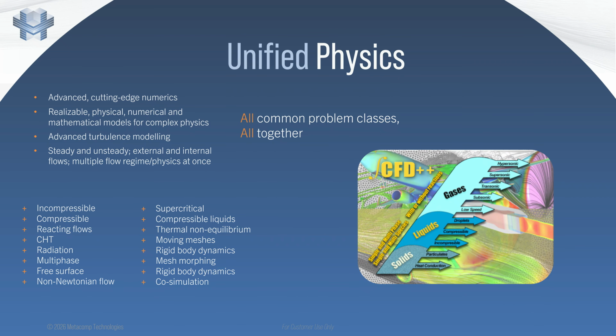A unified treatment of physics means the flexibility to solve many types of flows within the same solver. A single computational framework is used to solve incompressible flows all the way to hypersonic, with additional phenomena such as multiphase, conjugate heat transfer, radiation, rigid body dynamics with moving meshes, reacting flows, compressible liquids, and thermal non-equilibrium effects that can be added to the mix. Flows can be turbulent, transitional, or laminar, steady or unsteady. If there is a complexity to the physics, it can be added and solved all within one solver.